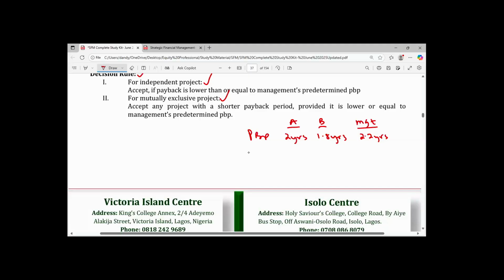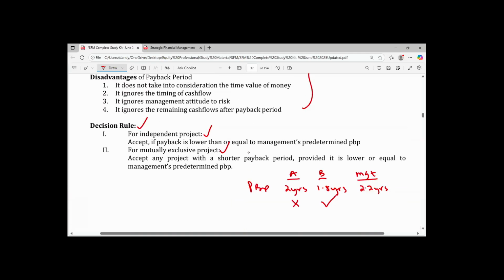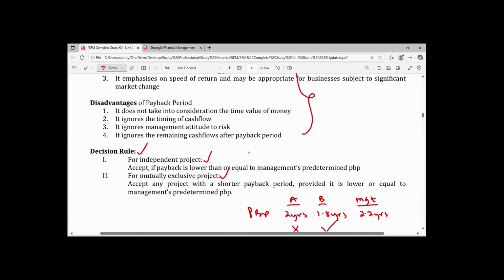Project B has a shorter payback period. Both projects A and B are financially viable, because the two of them are shorter than the management predetermined payback period. But because you cannot accept projects A and B together, project B with a shorter payback period of 1.8 years will be accepted, which means that project A will not be undertaken. So that is the decision rule as far as mutually exclusive projects are concerned. Pay attention to what I want to say.